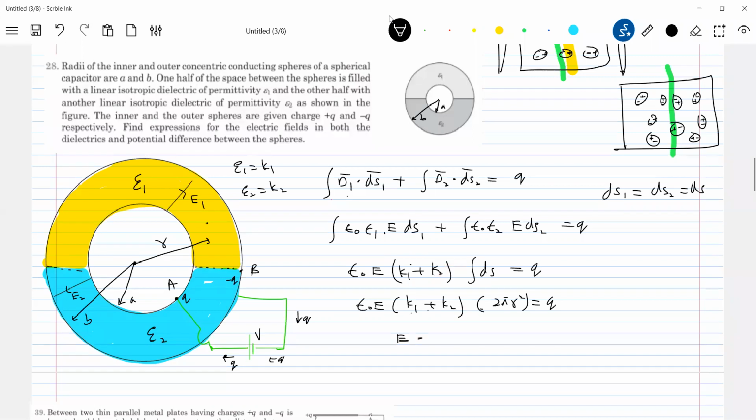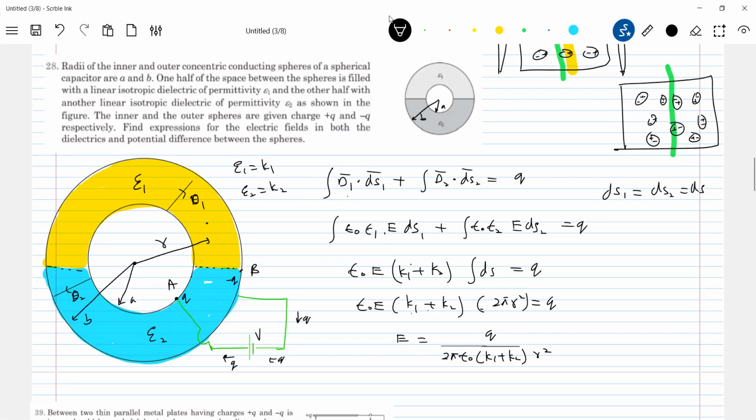So what is the expression for electric field? Q by 2 pi epsilon naught k1 plus k2 r square. So this is the expression for the electric field. And next you can ask a question like, who will produce that electric field? So here what actually happens? So here I think the symbol D1, I'll write it.